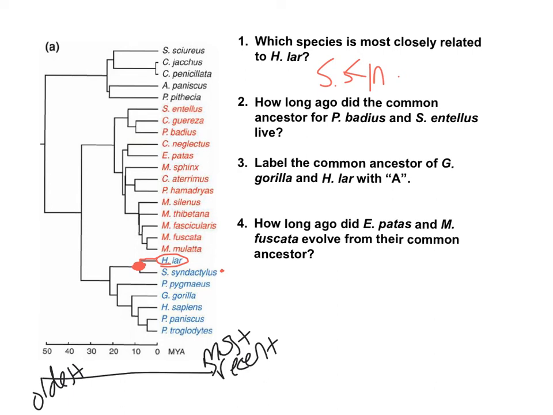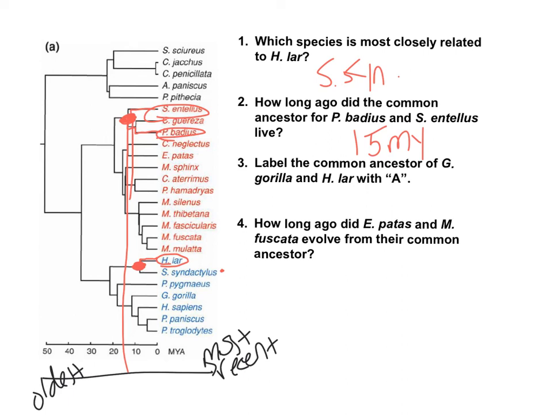Question number 2, how long ago did the ancestor for P. badius and S. entellus live? So I'm looking at that guy and that guy. How long ago did the ancestor live? I'll follow the lines backwards to where they meet. Should be right here. How long ago was that? I will attempt to draw a straight line coming down, which I did not do a good job of. Should be about 15 million years.